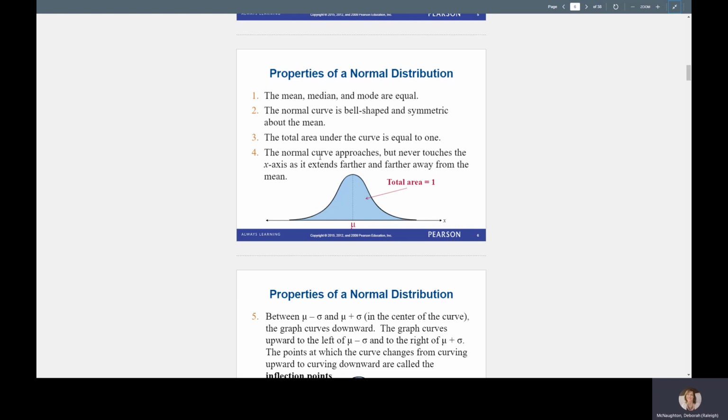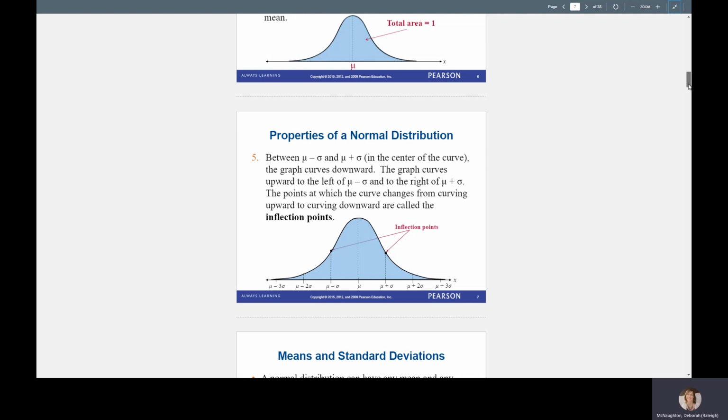Okay, so the normal curve approaches but never touches the x-axis. So this will basically extend on forever and never touch the x-axis. So it definitely doesn't cross it. So as it extends further and further away from the mean in either direction, as it goes out here, it gets closer and closer to the x-axis here and closer here as well.